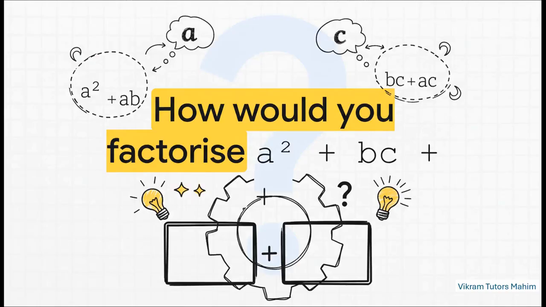Now this one, a squared plus bc plus ab plus ac, it looks a little weird. The terms are all mixed up. But remember, we can rearrange things. What if you put the terms with a next to each other and the others next to each other? Give it a shot. If you group them smartly, the path to the answer just kind of opens right up.